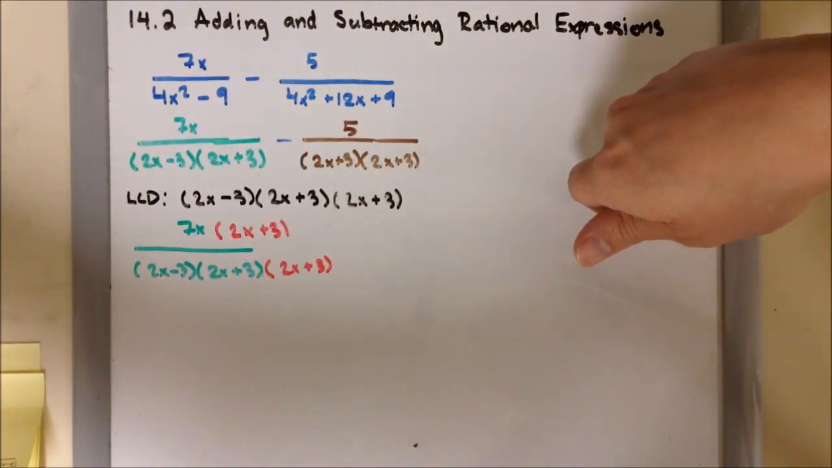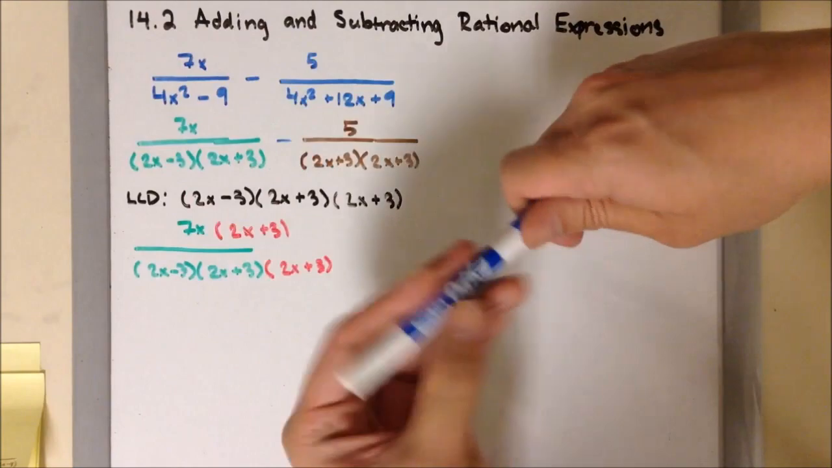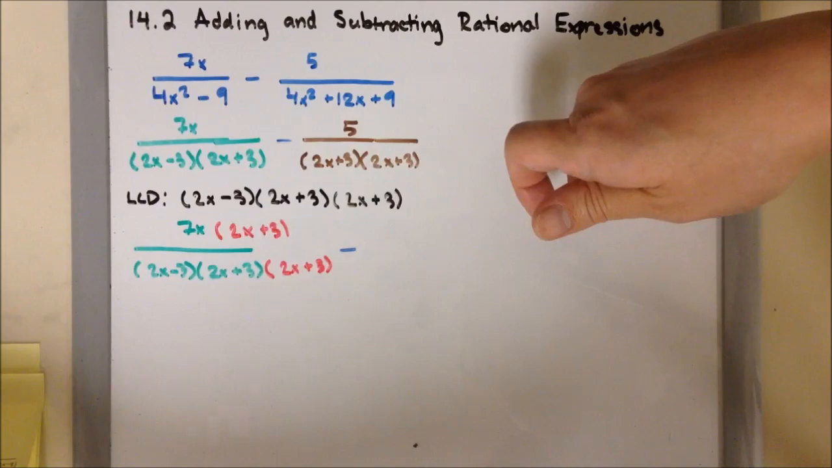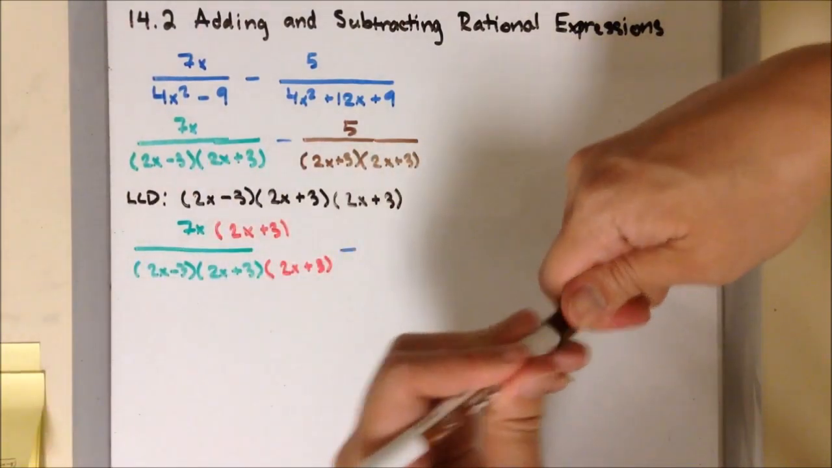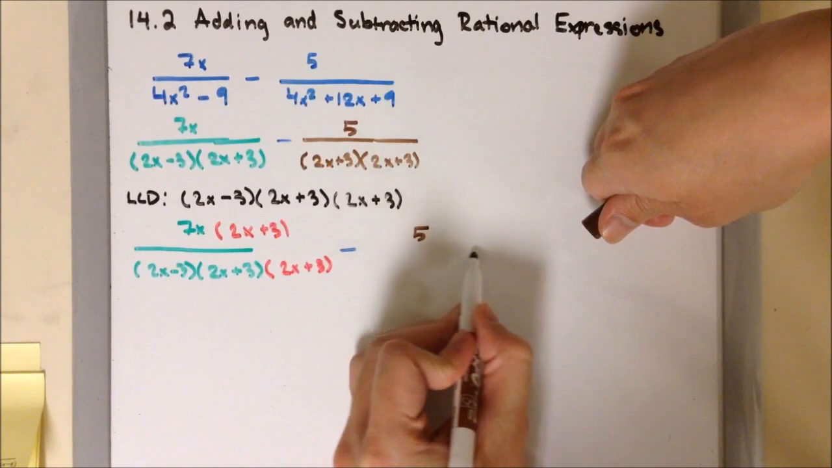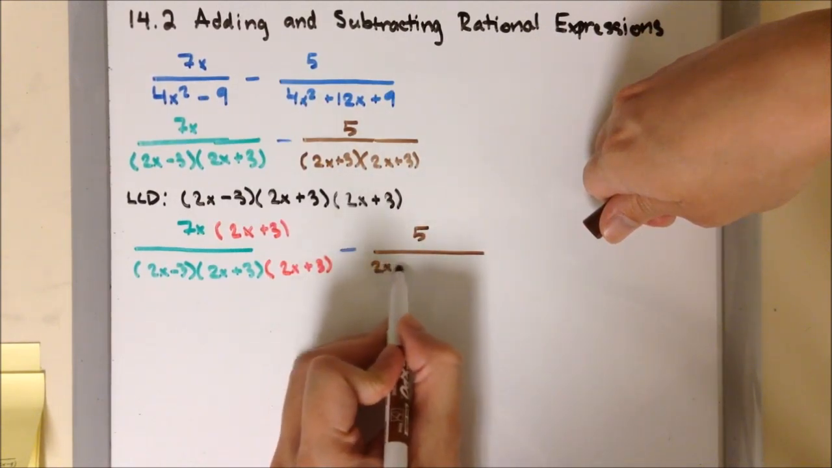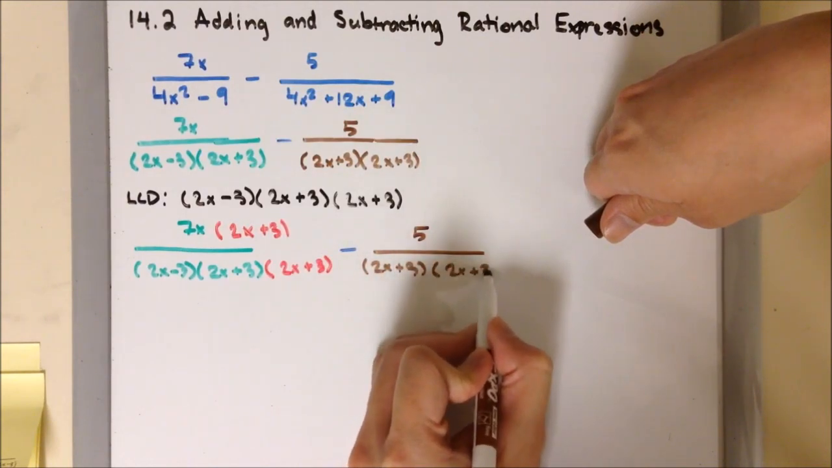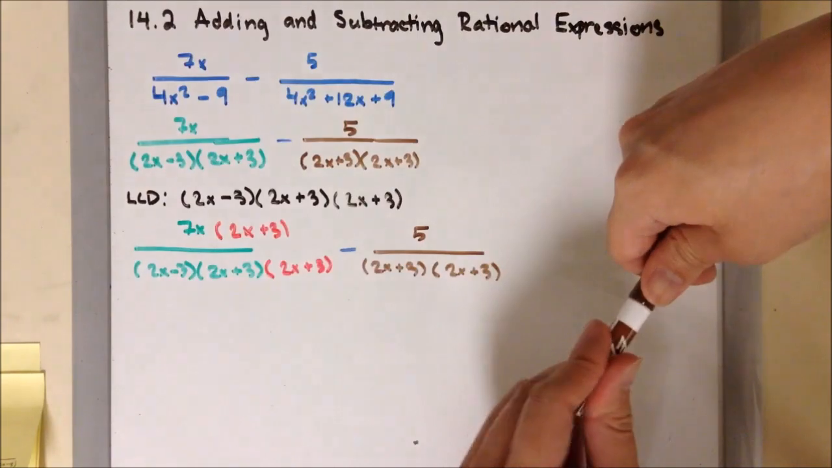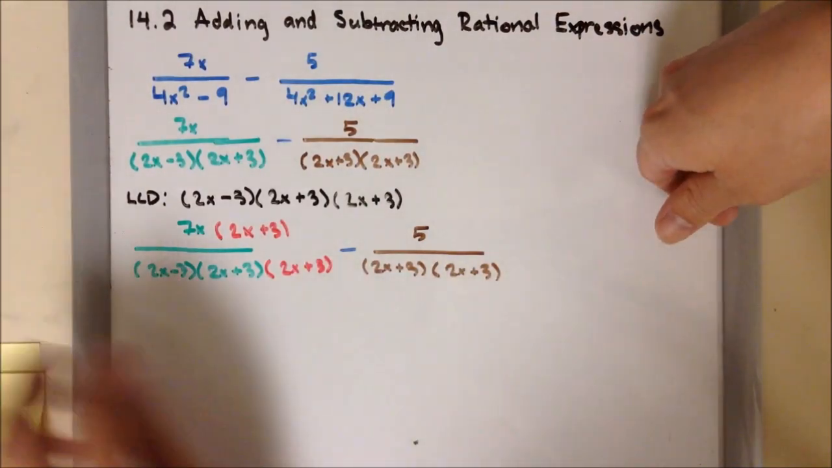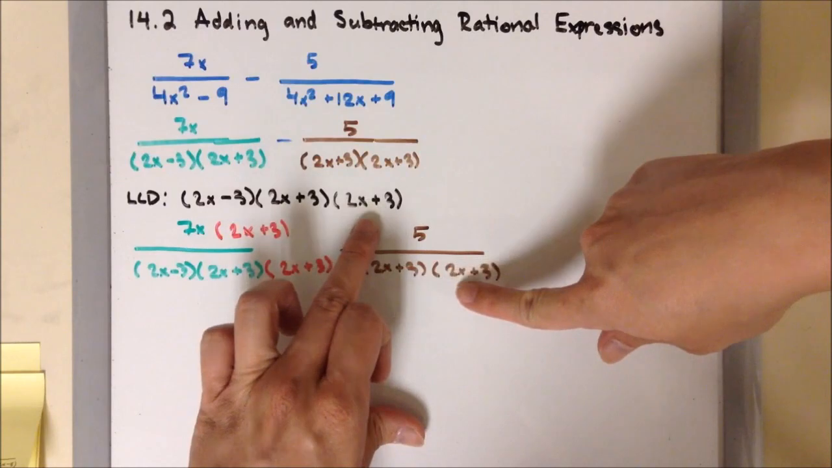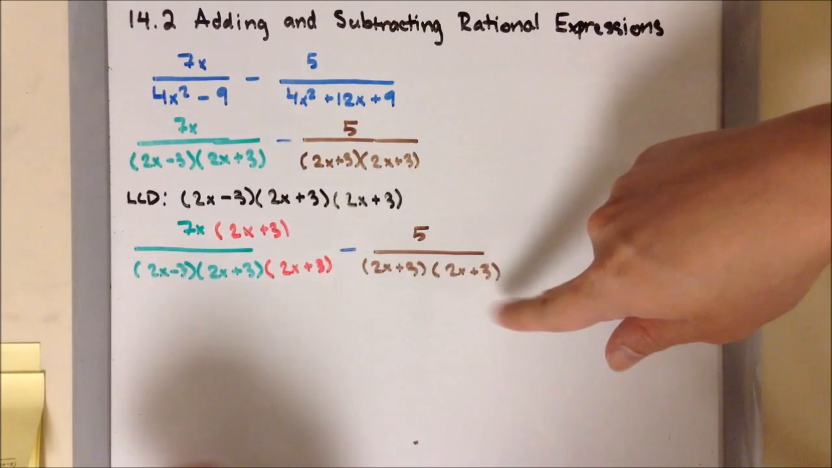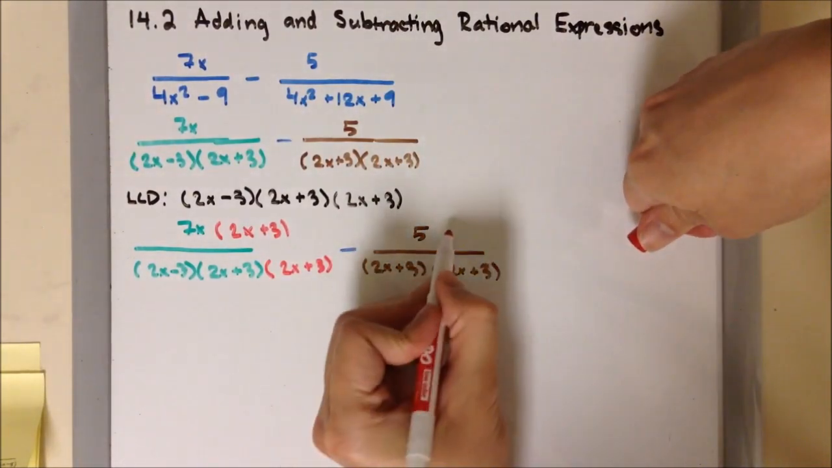Now we're going to work with the second fraction. So let me put my minus first. And then let me rewrite the second fraction: 2x plus 3, and then another 2x plus 3. In comparison to the LCD, I have the 2x plus 3 and the other 2x plus 3. The only one I'm missing is the 2x minus 3. So I'm going to multiply the numerator and denominator by 2x minus 3.